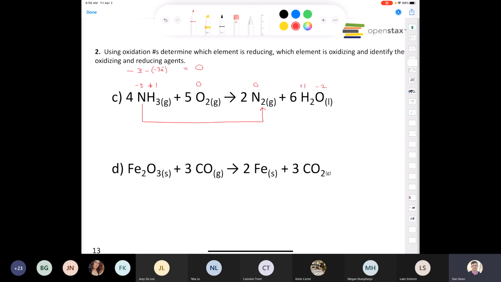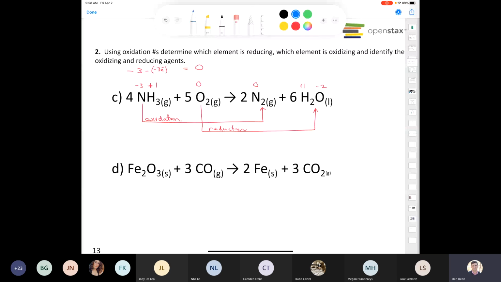And our oxygen is going from 0 to -2. So it's gaining electrons, and so it's being reduced. So this is our reduction, and this is our oxidation. All right, I'm going to leave you D, for you to take a look at that on your own.